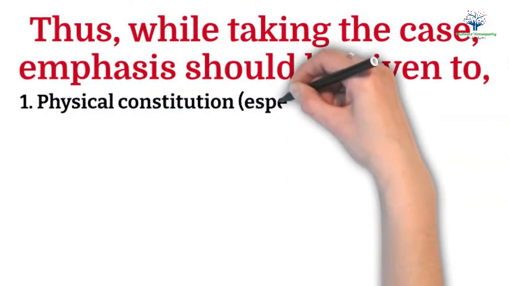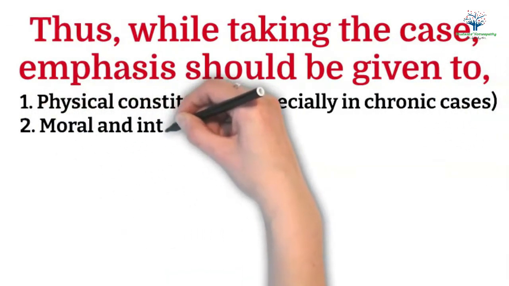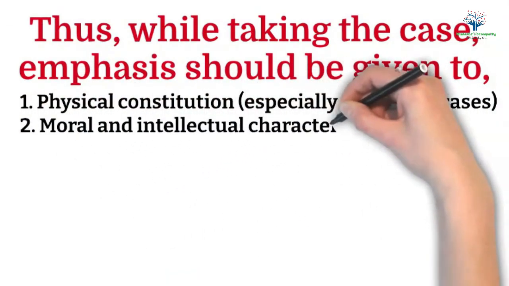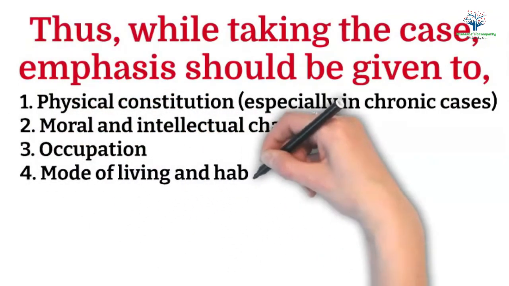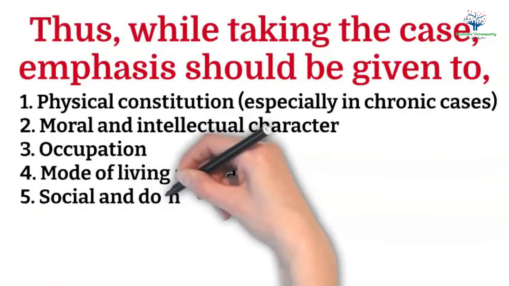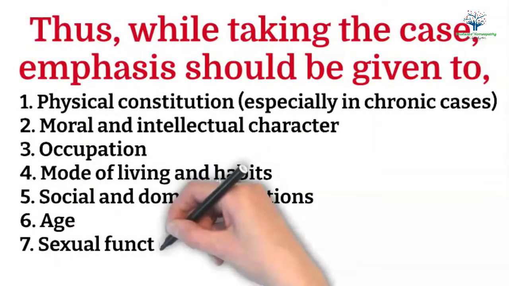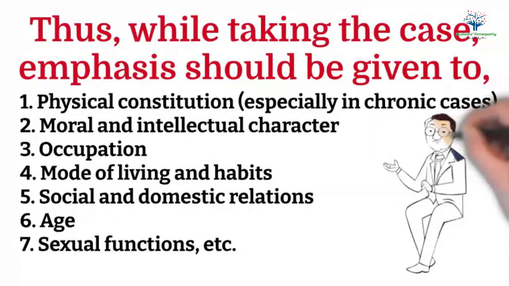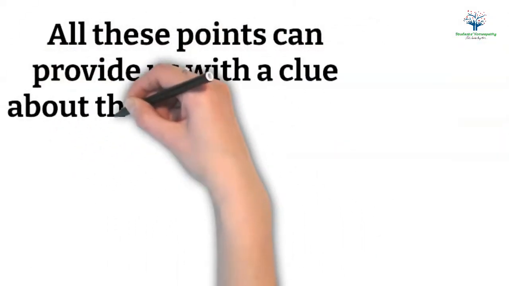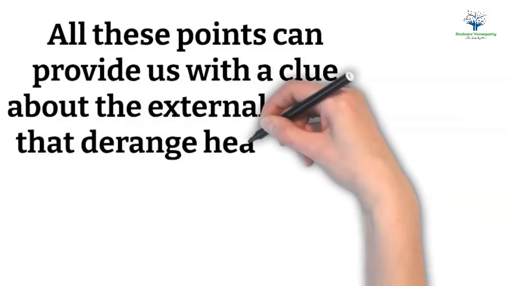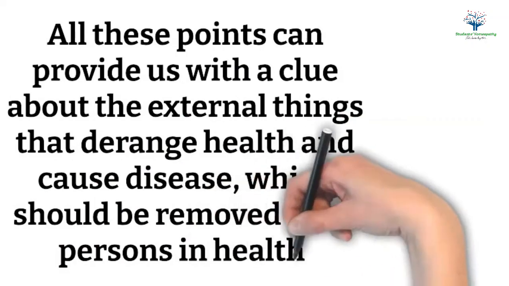Thus, while taking the case, emphasis should be given to physical constitution, especially in chronic cases, moral and intellectual character, occupation, mode of living and habits, social and domestic relations, age, and sexual functions, etc. All these points can provide us with a clue about the external things that derange health and cause disease, which should be removed from the person in health.